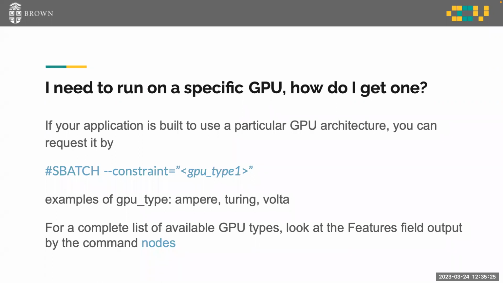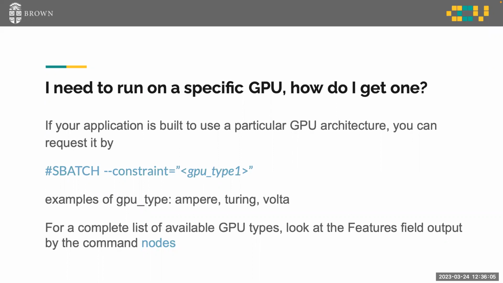To get a list of what the available architectures are, what actual GPUs are available, you can use the command nodes. And under nodes, you can look in the features field. What that does is it shows you all of the different groups of nodes, grouped together by architecture, how similar the hardware is. And it breaks down the different fields on each node. So it'll tell you what the CPU is, what the GPU type is, all that. Anything that appears in the feature field can be used as a constraint.